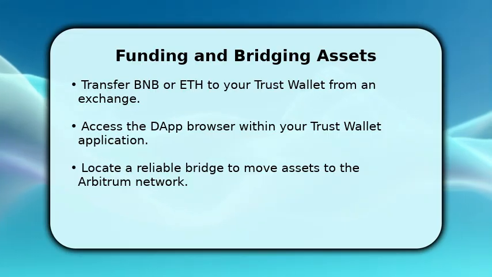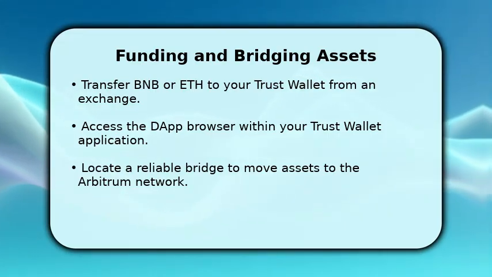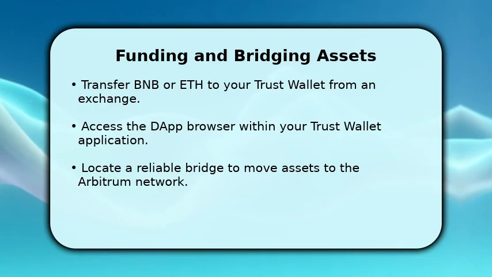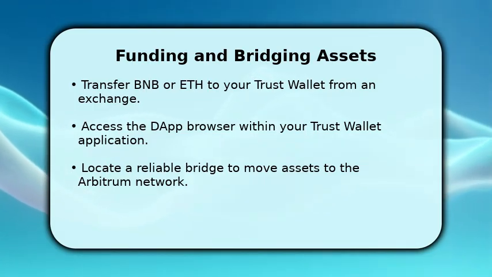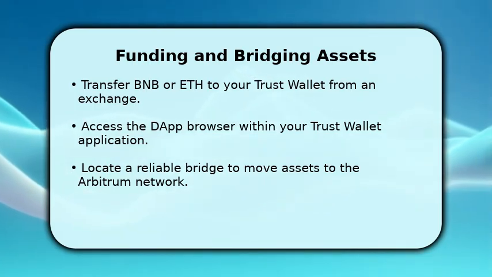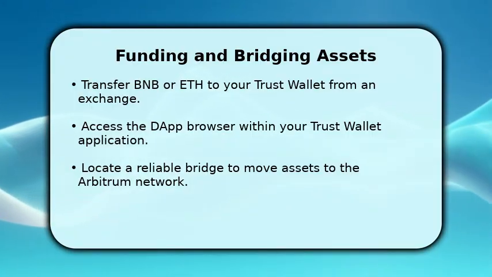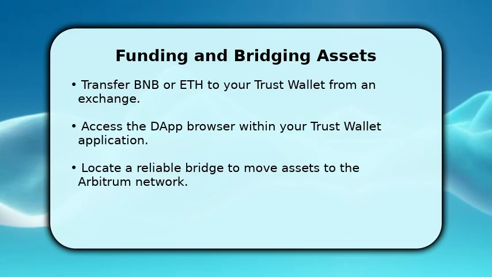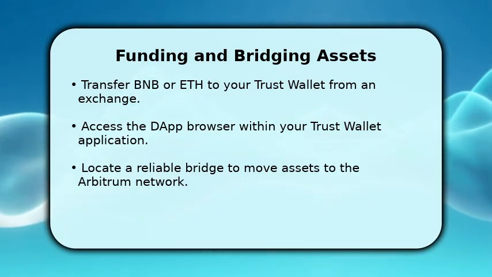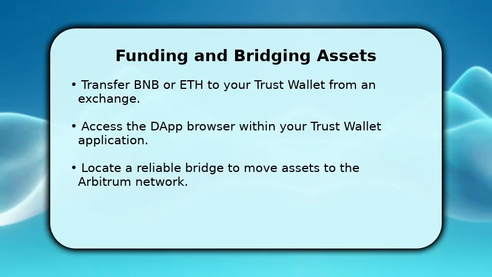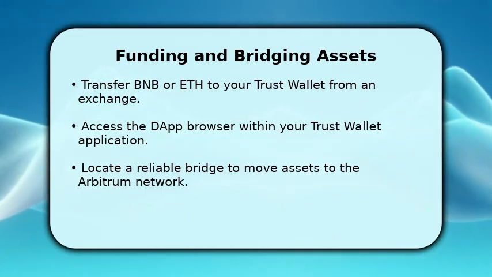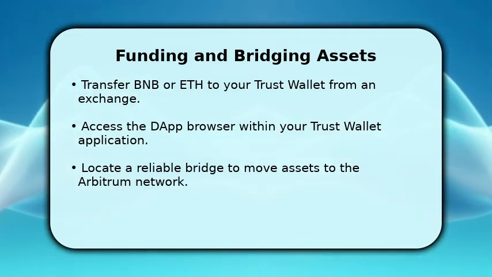Transfer some BNB or Ethereum from a centralized exchange directly to your Trust Wallet address. Next, open the D-App browser within Trust Wallet. This browser allows you to interact with decentralized applications. We will then find a reputable bridge service to transfer your existing assets onto the Arbitrum network, preparing them for the swap. This step is crucial for accessing Arbitrum's ecosystem.